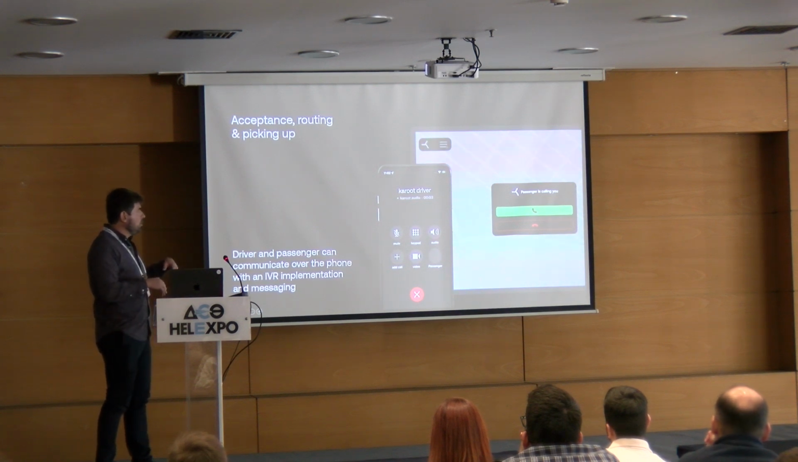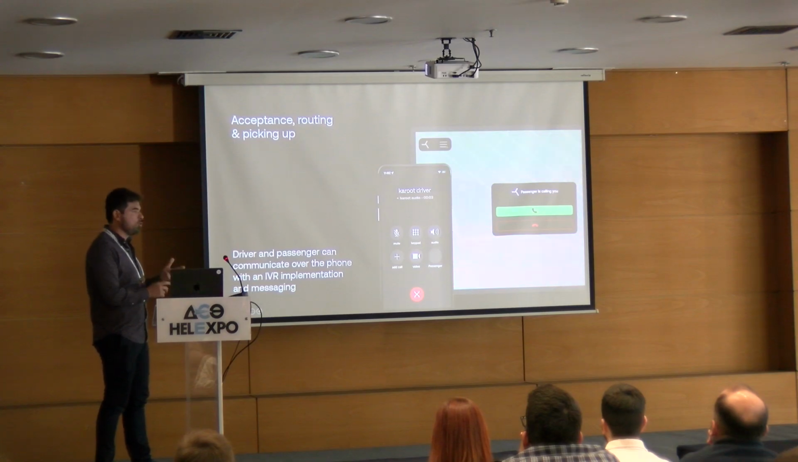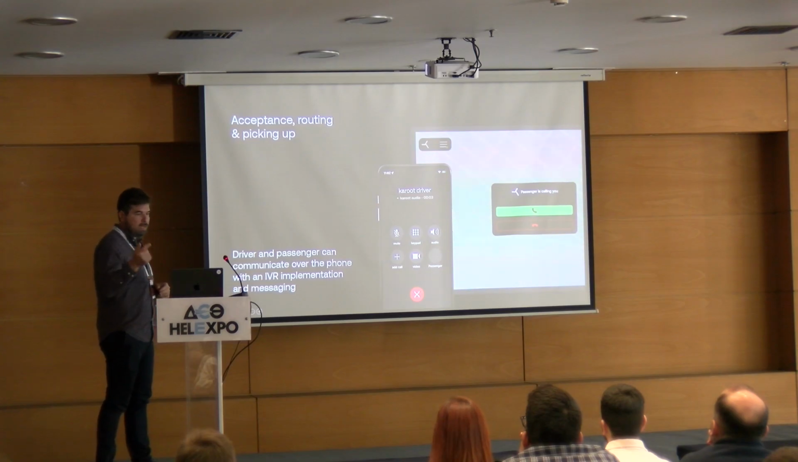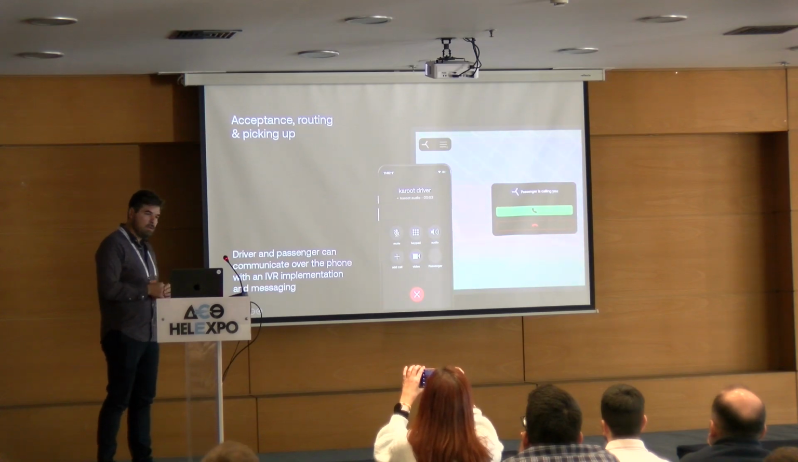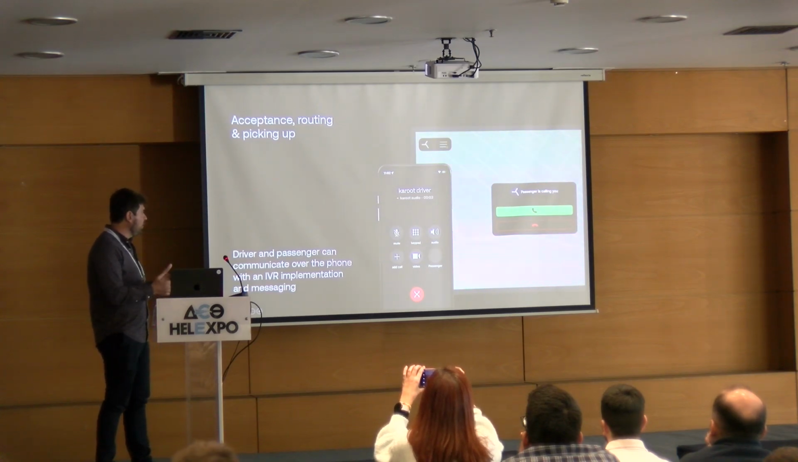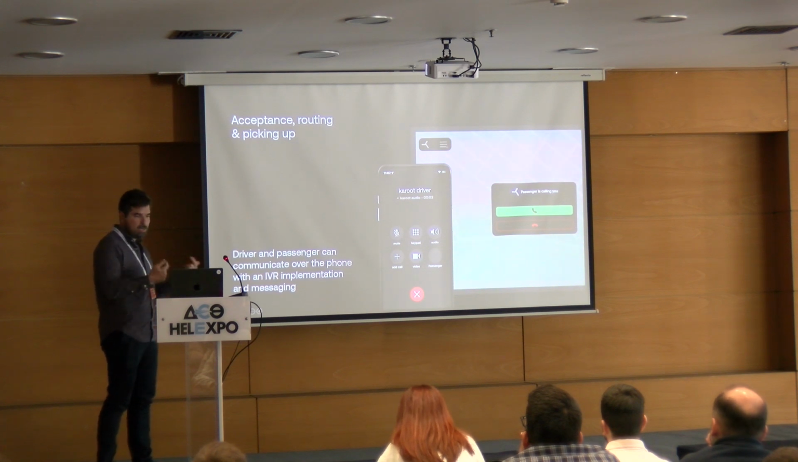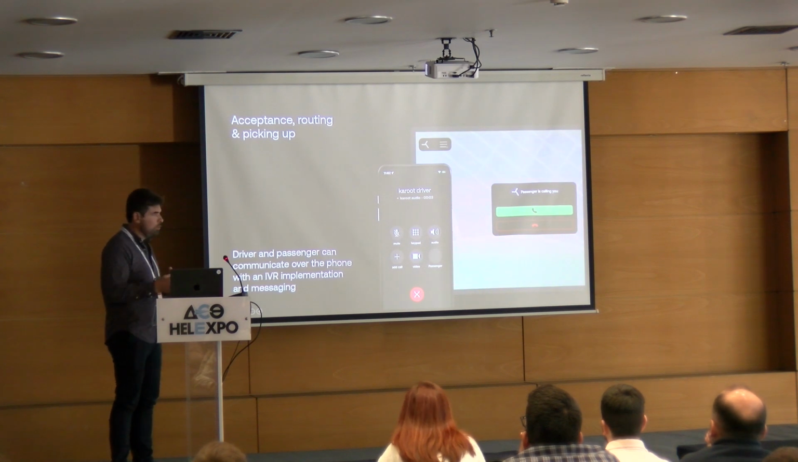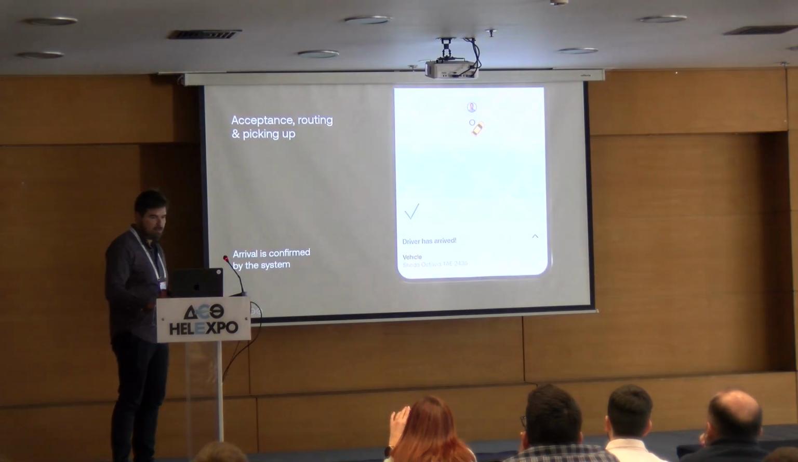Now, communication in the real urban environment, let's say, is crucial. So we have two solutions implemented. We have an IVR implementation where the passenger and the driver can call each other, of course, with call masking, so they can communicate over the phone easily, find each other on the road, and also there is messaging in place so that they can exchange brief messages to facilitate their communication and to find each other on the street.